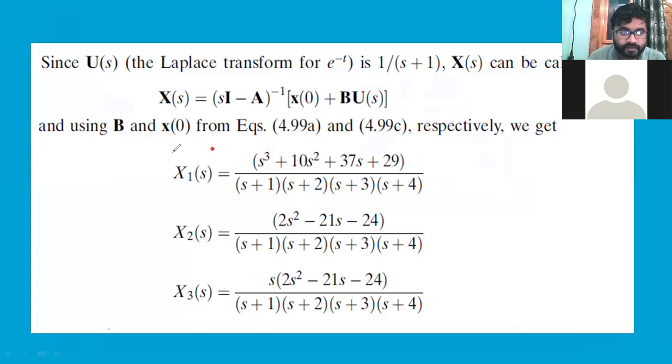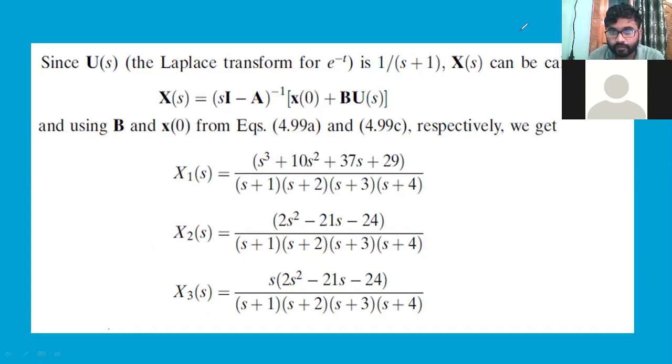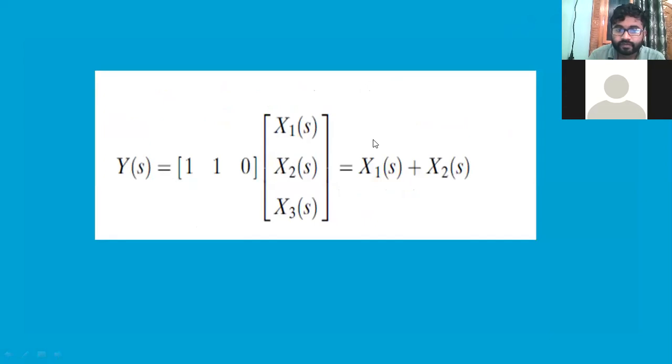We solve it, so you will get it. This is the matrix. Here it is mentioned separately, but it is the matrix x1, x2, x3. It is nothing but the state vector in the Laplace domain. These state vectors are supposed to be in the time domain. Since we are dealing with the Laplace domain, we got them in the Laplace domain. So substitute those x1, x2, x3 in the output equation.